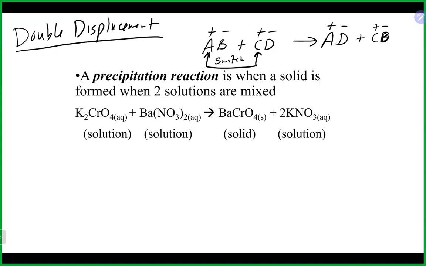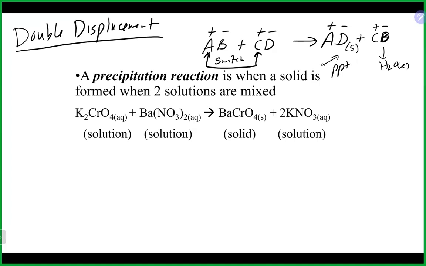Double displacement accounts for making a solid and making water, which is 2 of the 3 reasons why this reaction takes place. What will happen is one of these guys may make a solid, which is known as a precipitate, or one of them may end up being water, which is really what will happen in this case. So let's take a look at the precipitation reaction. The precipitation reaction is a more specific classification of a double displacement reaction.